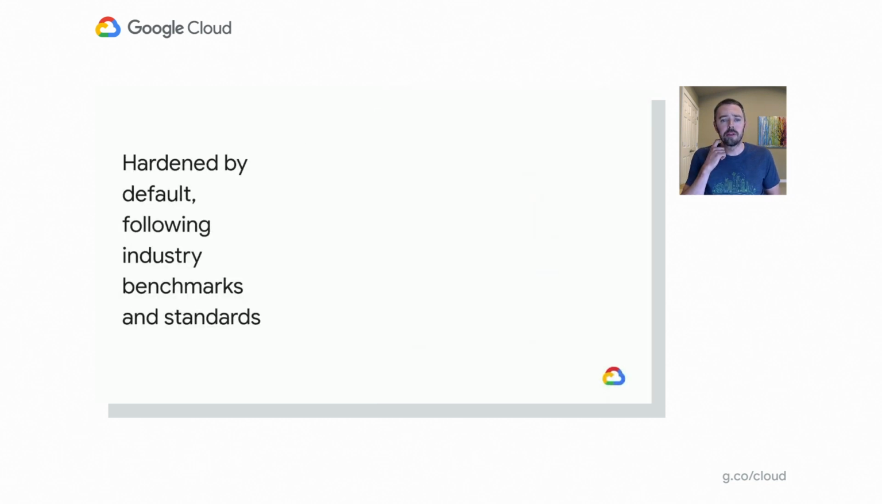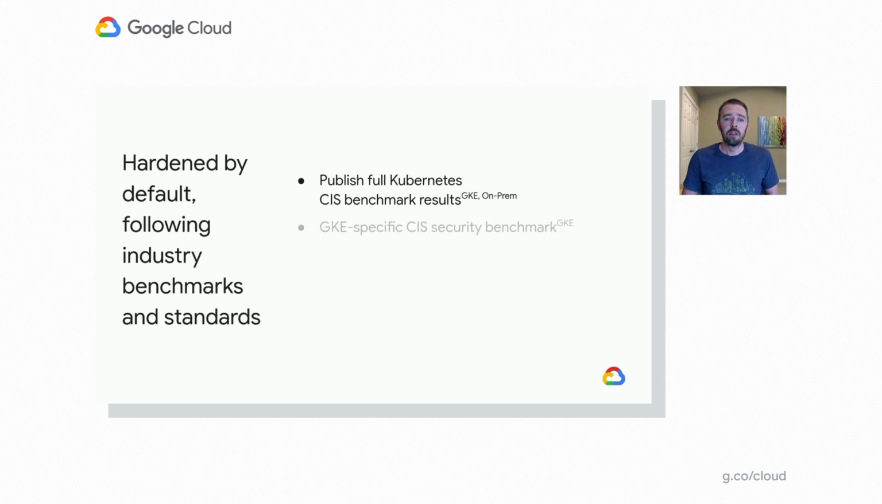So let's talk a little bit about compliance, starting with the Kubernetes CIS benchmark. The Center for Internet Security has created a Kubernetes benchmark that tells you how to run Kubernetes in a hardened configuration. There's really a lot of settings in this benchmark, and we've done the hard work to configure all those settings in the best possible way. And we've published our full results for GKE and for on-prem.